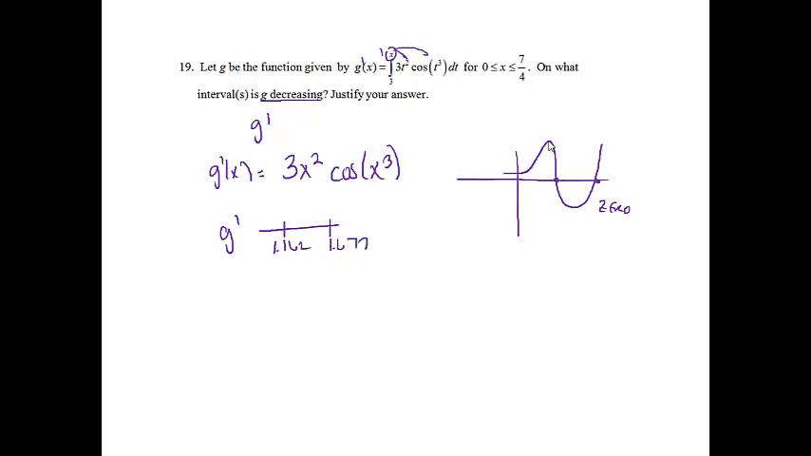I notice that the graph is above the x-axis till it gets to 1.162, so g prime will be positive. It's below the x-axis till I get to 1.677, so g prime is negative, and then it goes back above after that, so g prime will be positive. And the question was, where is g decreasing? That would be in the interval 1.162 to 1.677, and that is because g prime is negative.